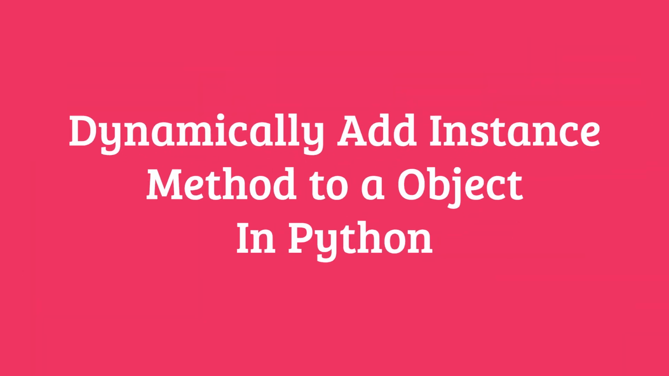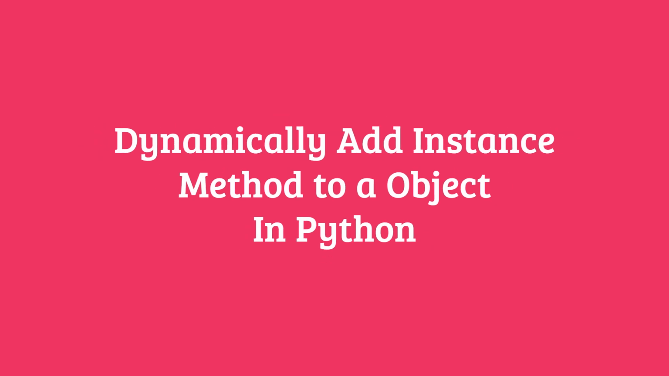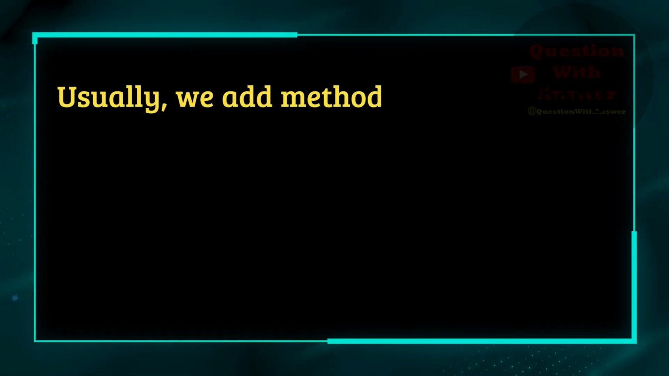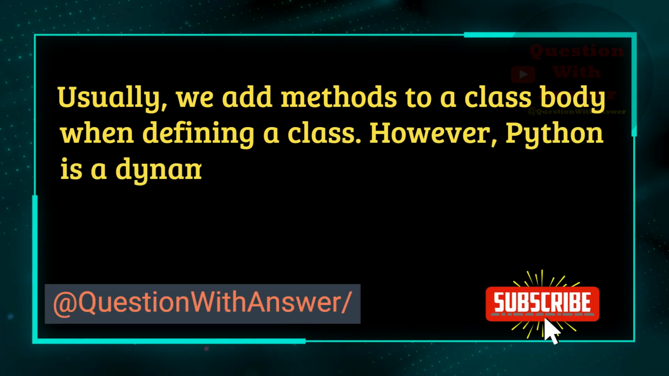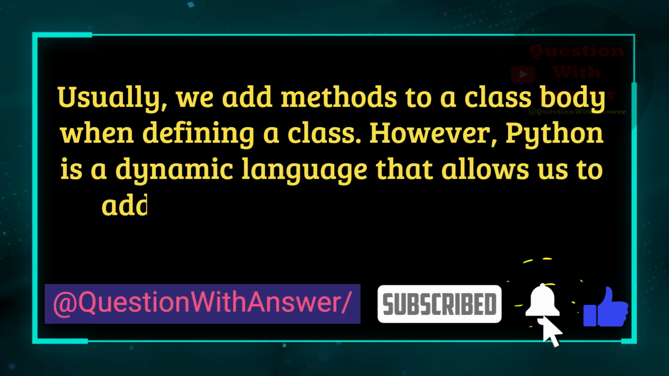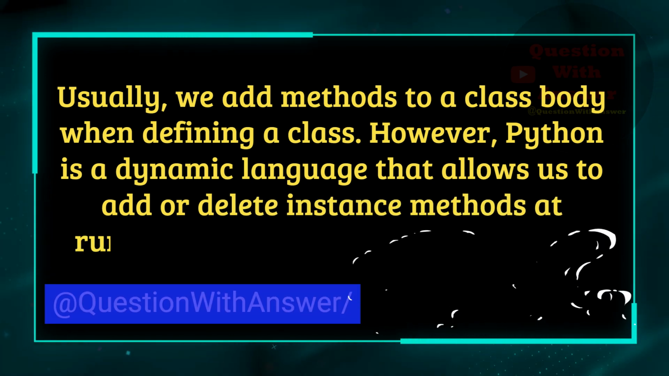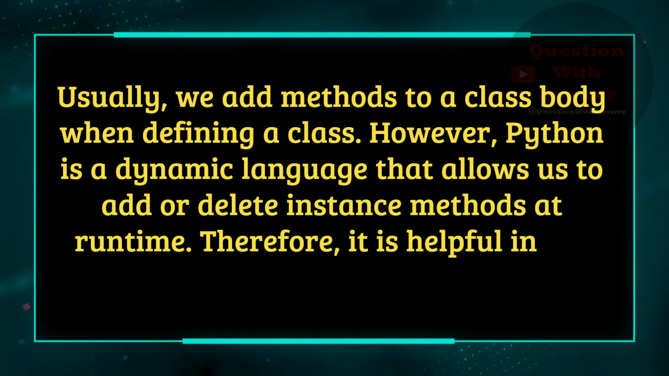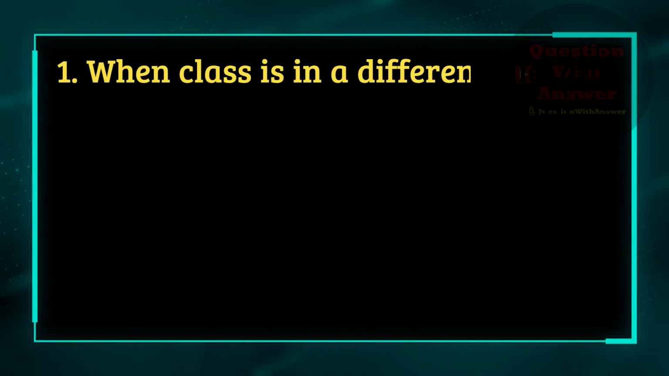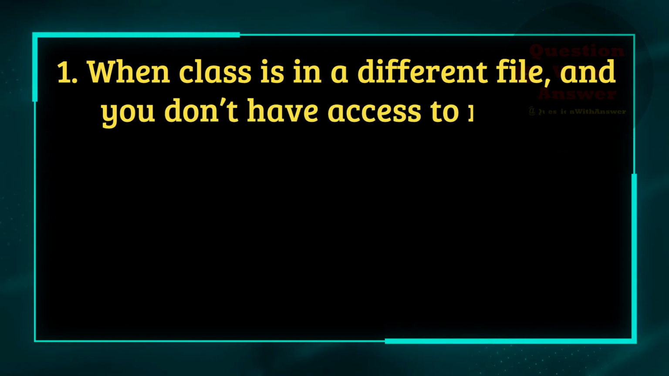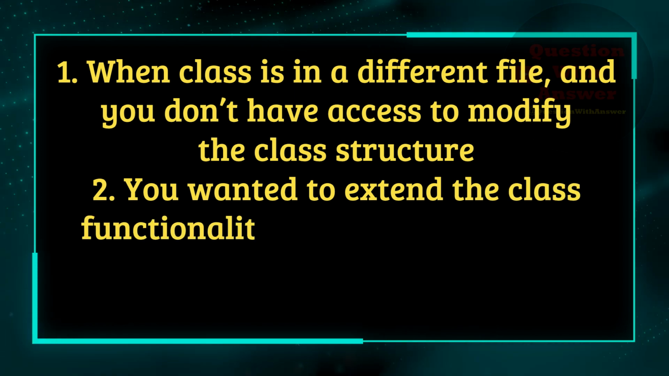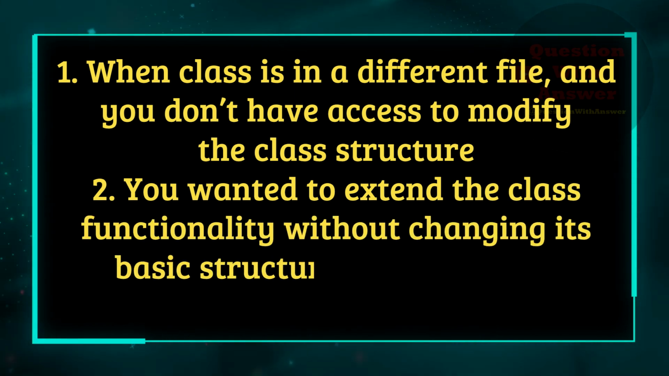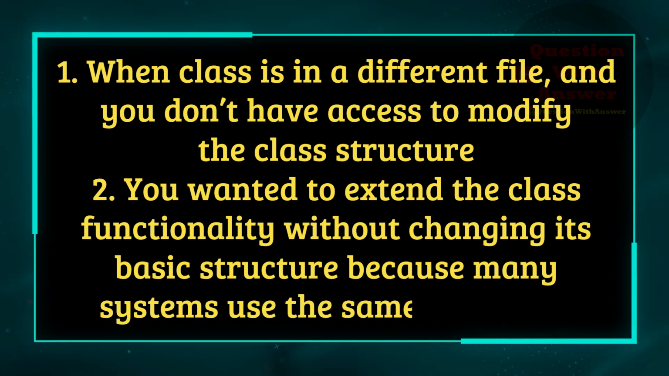Dynamically add instance method to an object in Python. Usually, we add methods to a class body when defining a class. However, Python is a dynamic language that allows us to add or delete instance methods at runtime. Therefore, it is helpful in the following scenarios. 1. When the class is in a different file, and you don't have access to modify the class structure. 2. You want to extend the class functionality without changing its basic structure because many systems use the same structure.